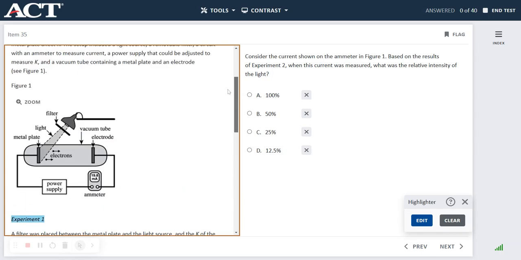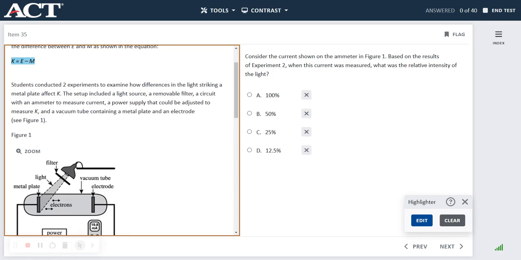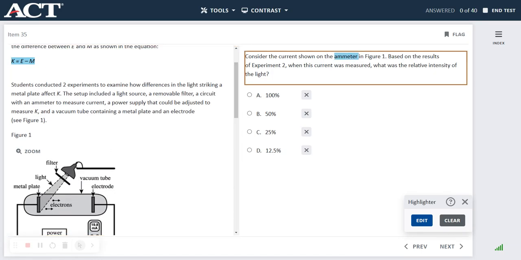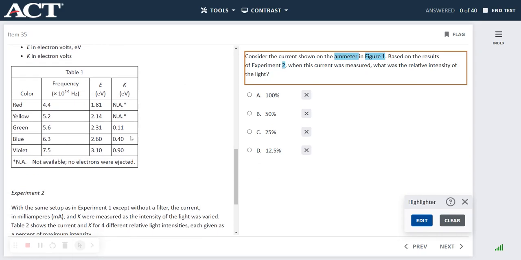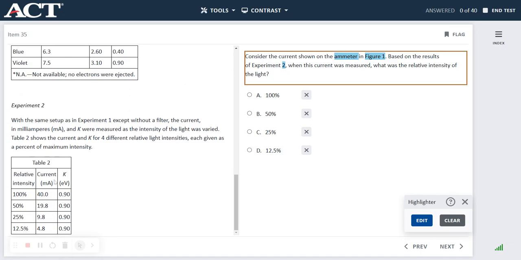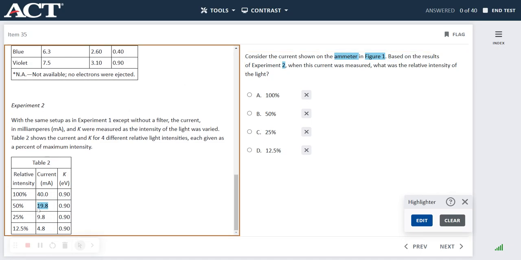Consider the current shown on the ammeter in figure 1. So figure 1, ammeter is 19.8. Based on the results of experiment 2, when the current was measured, what was the relative intensity? So the current measured in figure 2, we see 19.8. Relative intensity is 50%. So your answer is B.